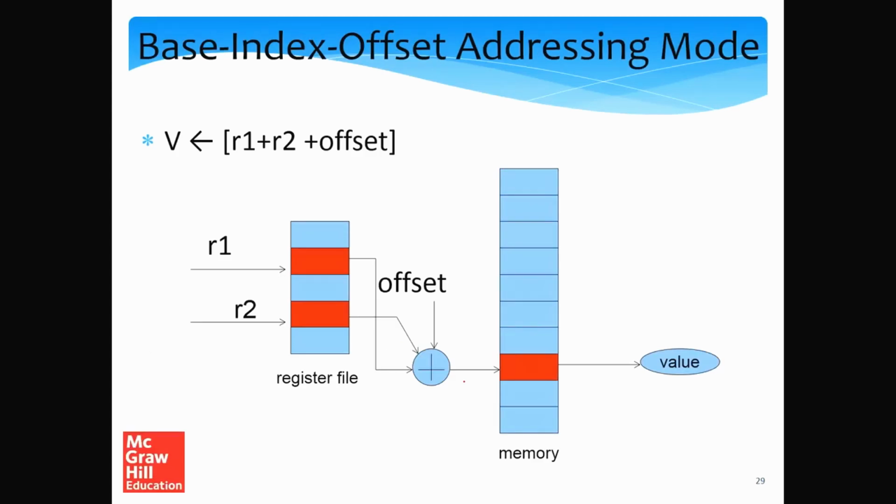So let's take a look at the base index offset addressing mode once again with a better diagram. In this case, we have 2 registers. We have R1 and we have R2. Both the registers are used to access the register file. We add their contents plus the offset. Then we access memory and we use the value.